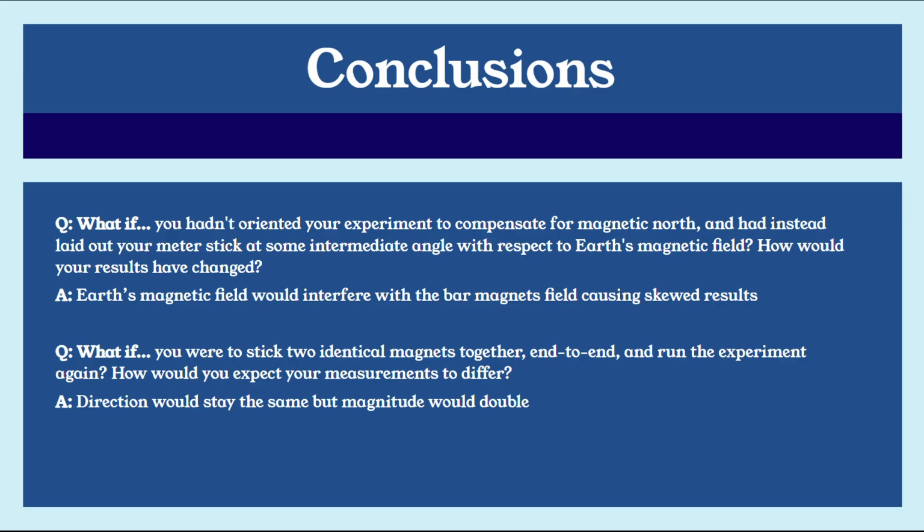And to answer the what-if questions: if we hadn't oriented our experiment to compensate for magnetic north and had instead laid out the meter stick at some intermediate angle with respect to Earth's magnetic field, how would the results have changed? Earth's magnetic field would have interfered with the bar magnet's, causing skewed results.